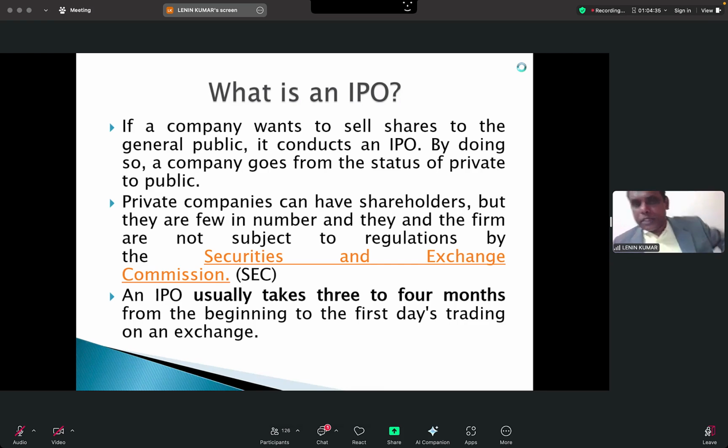Right. See, an IPO usually takes 3 to 4 months from the beginning until the first day's trading on the exchange. Okay. So I told you just now, it is not an overnight process. It is taking around 3 to 4 months of time to start the process and complete the process. And the first trading day, in the sense the first day when it is listed in the stock market, normally takes 4 months. Okay, 3 to 4 months.